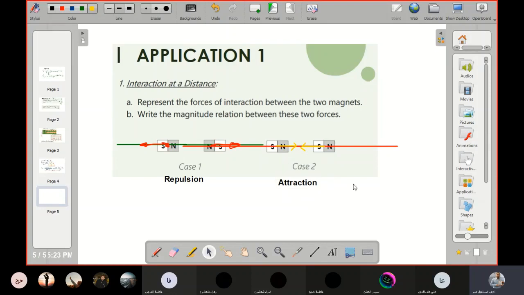Okay, let me clarify more. If I name this magnet A, and this magnet B, this magnet M, this magnet N, in this case the two forces have the same line of action, same magnitude, but opposite directions, such that the force F_A on B is equal to minus F_B on A.